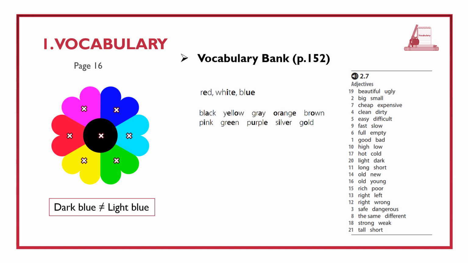17, hot, cold. 20, light, dark. 11, long, short. 14, old, new. 16, old, young. 15, rich, poor. 13, right, left. 12, right, wrong. 3, safe, dangerous. 8, the same, different. 18, strong, weak. 21, tall, short.